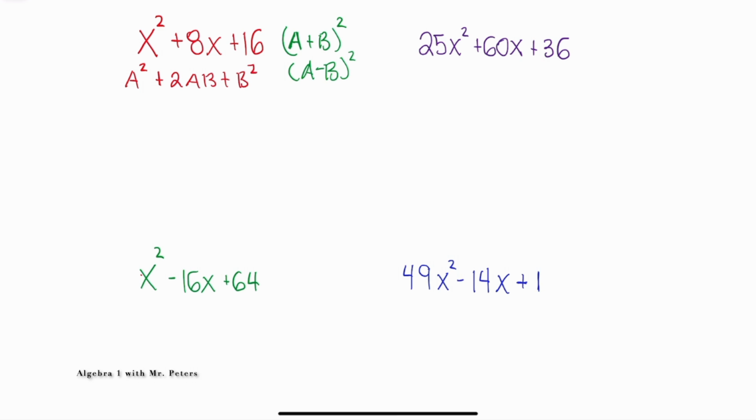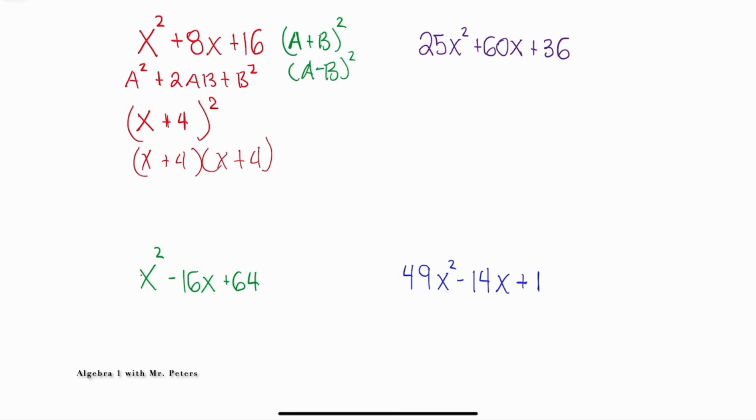So when we look at this, right, the square root of x squared is just x, and the square root of 16 is just 4. And once we square this, we're going to get that same expression when we multiply it back.